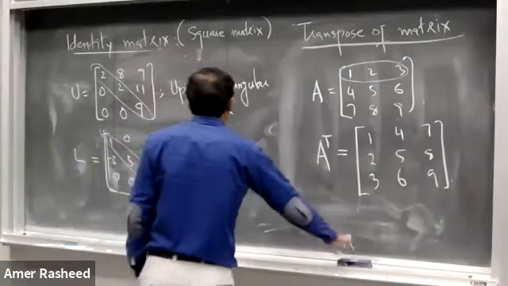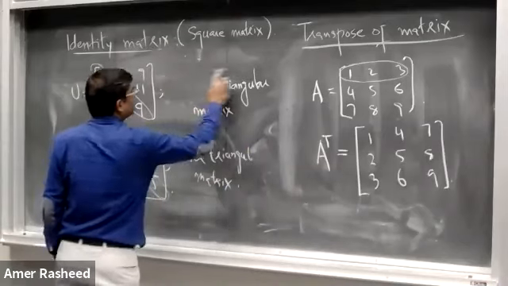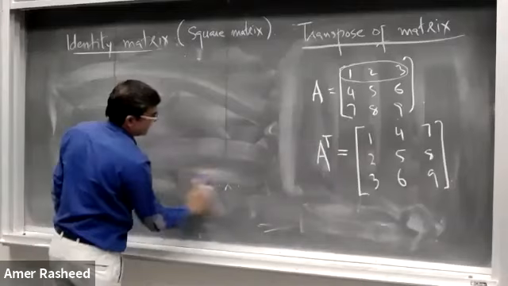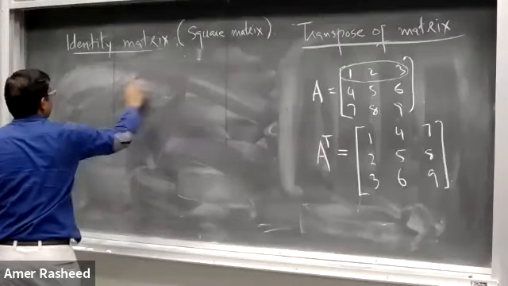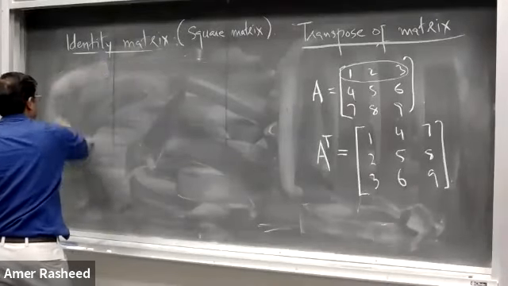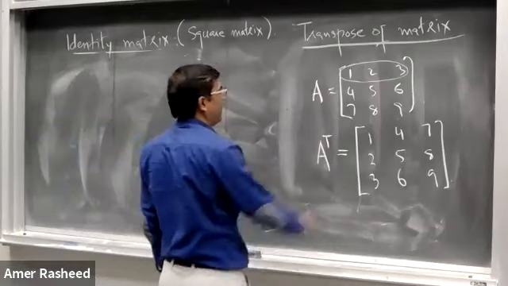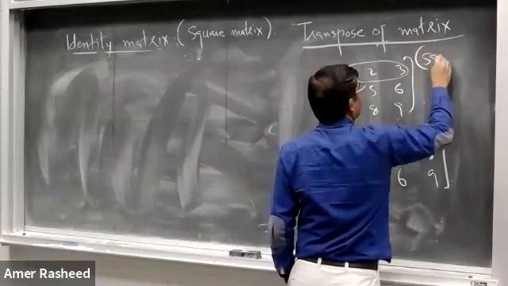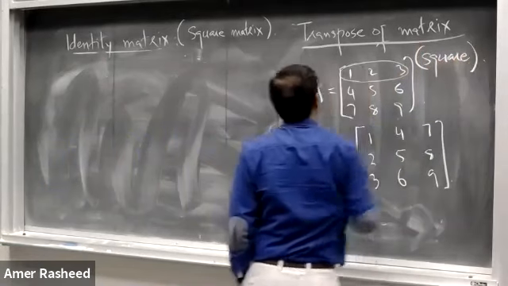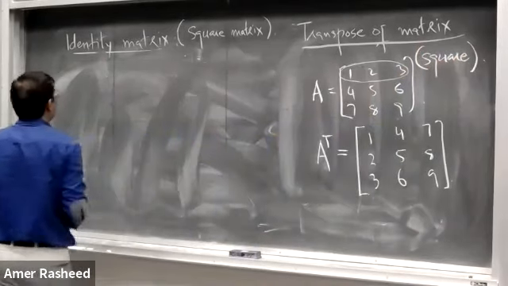If you have any question, you can ask. So to find the transpose of a matrix, should the matrix always be a square matrix? Yes, all these matrices should be square matrices. Lower triangular, upper triangular, all these matrices should be square matrices. Transpose is also a square matrix.